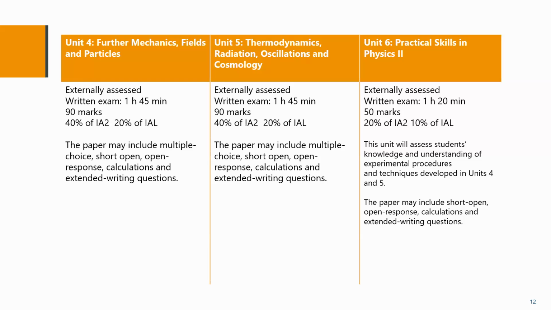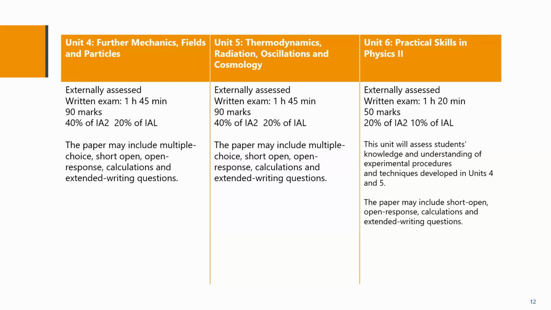And there's a similar pattern for the IA2 modules, the 3 modules which make it up to the full A level. Unit 4 and Unit 5 are once again the content modules, as it were, and Unit 6 is the unit where the practical skills which have been developed in Unit 4 and 5 are assessed. The exams for Unit 4 and 5 are all externally assessed. 4 and 5 have written exams of 1 hour 45 minutes length, each accounting for 90 marks, which is again 40% of the IA2, 20% of the full advanced level. And as before, these papers may include multiple choice, short open, open response, calculations, and extended writing questions.